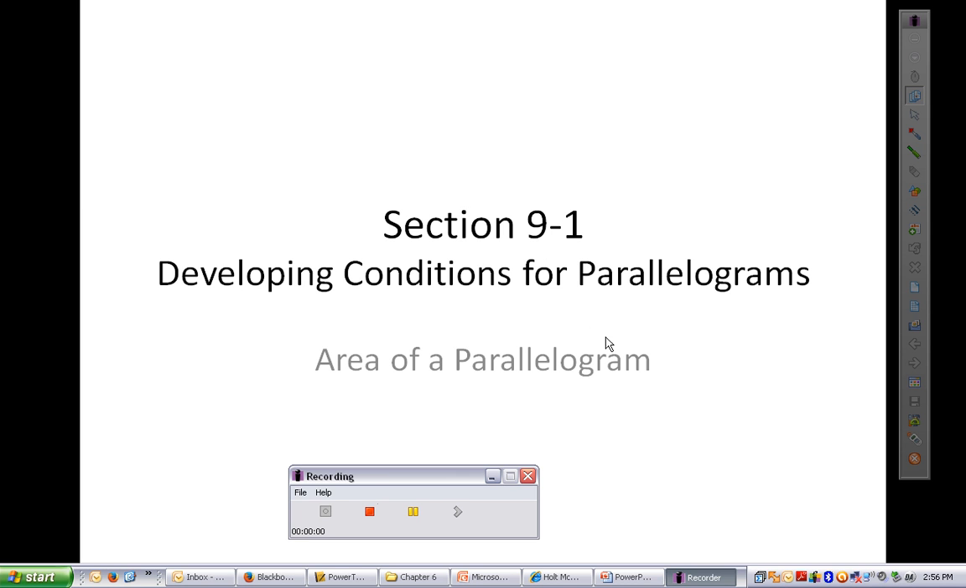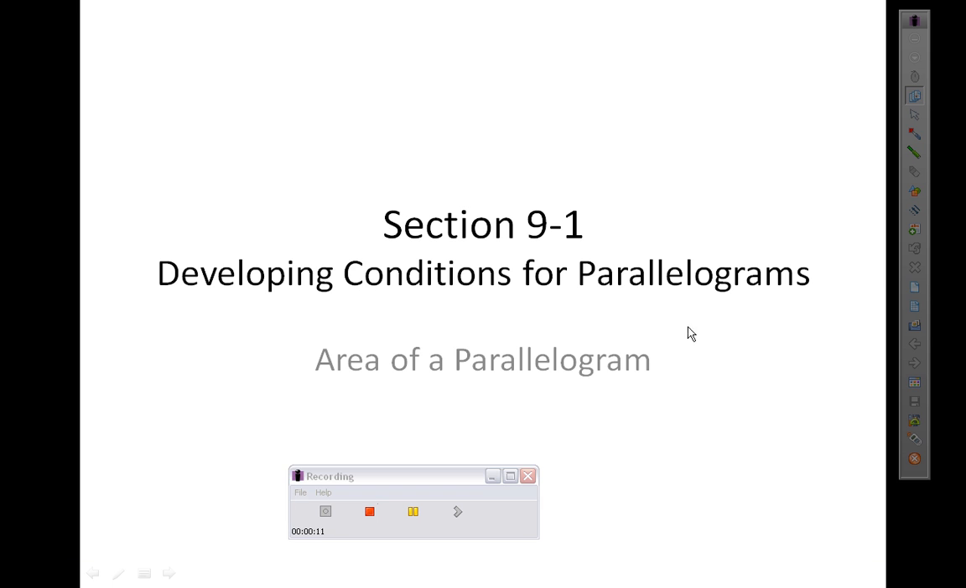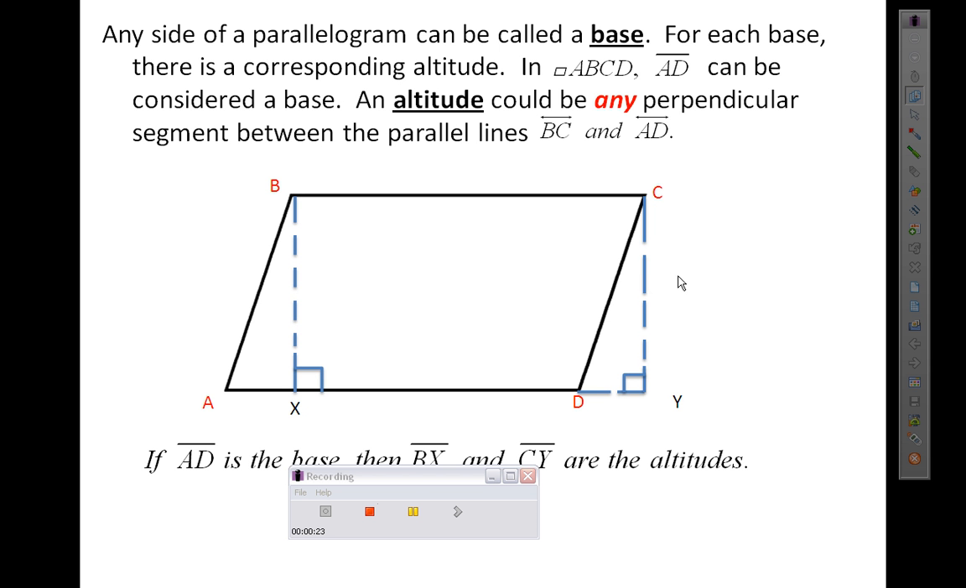Today's lesson is section 9-1, developing conditions for parallelograms, and we're going to specifically look at the area of a parallelogram. So looking at our objective for today, our first one is going to be to find the area of parallelograms, and then the second one is going to be to prove a quadrilateral is a parallelogram. Let's first look at the first objective, to find an area of a parallelogram.